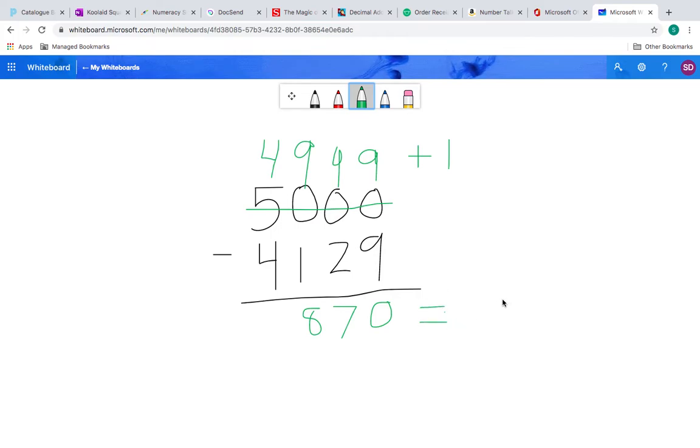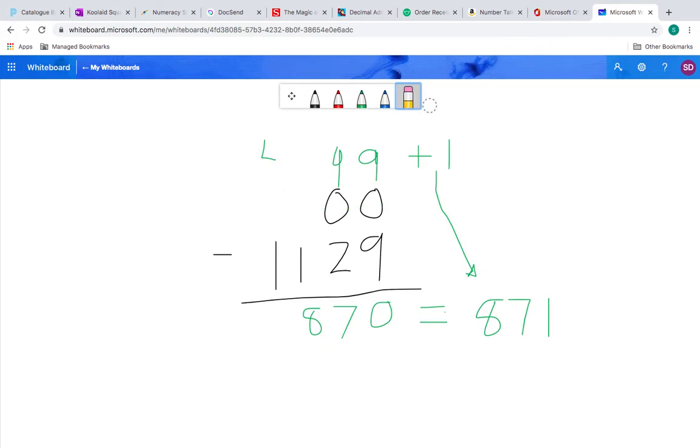And our answer becomes 871. So we're adding this plus 1 to this number. We took the answer, 870, added the 1 that we took away to make the subtraction easier, and then added it to our answer. Okay, so it works the same with a decimal point. I'll just erase this real quick.